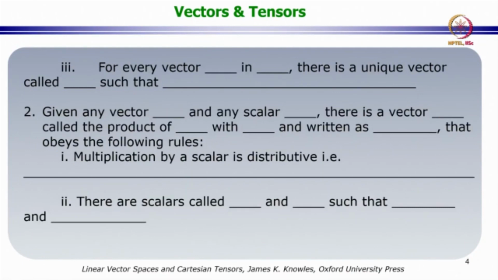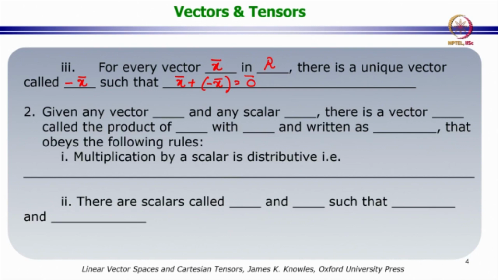There is one more rule. We will also define that for every vector x in R, there is a unique vector minus x such that x plus this minus x is equal to this null vector. So for any given vector there is another vector called minus x, so that when we add the two you end up getting the null vector. With this the rules of addition are done.